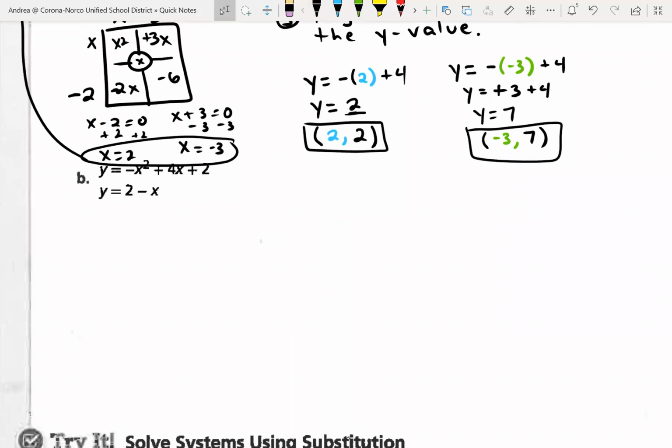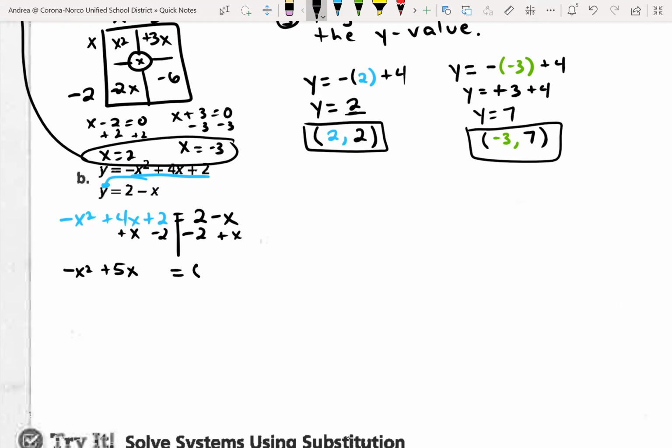Same idea. We're going to follow those same steps. I have a quadratic, and it's equal to y. So I'm just going to take this equation and substitute it in for y. So I have negative x squared plus 4x plus 2 is equal to 2 minus x. That first step, again, is to set it equal to 0. So I'm going to move this 2 over and this x over. So I get negative x squared, 4 plus 1 is 5x, and 2 minus 2 is 0, and it equals 0 on this side.